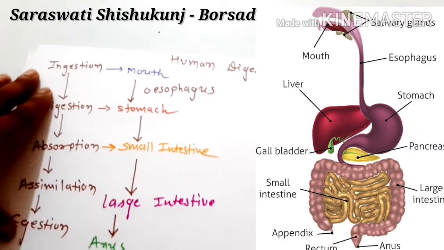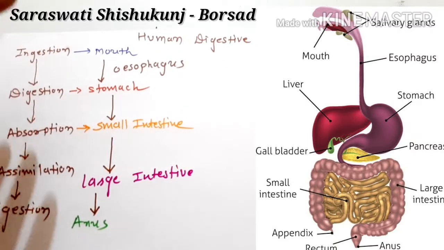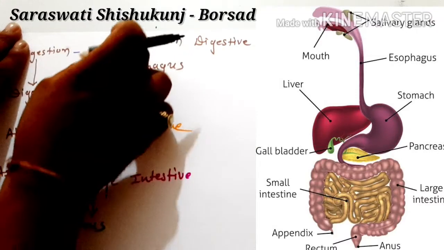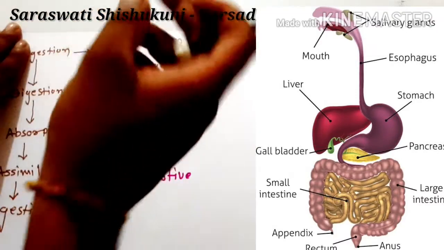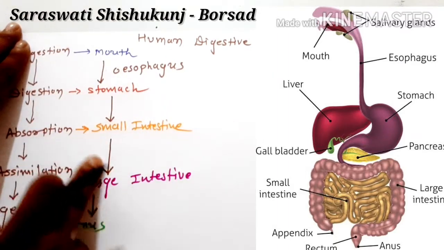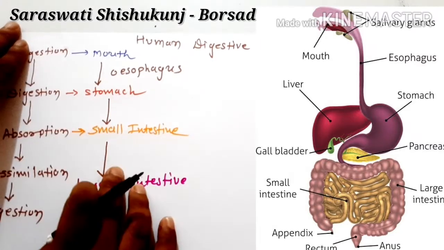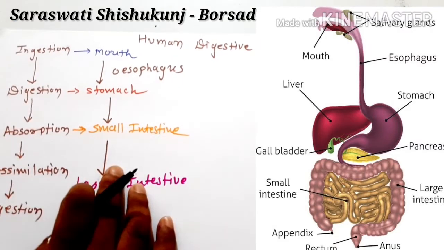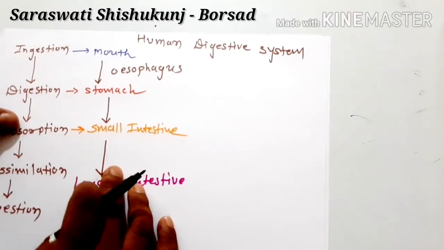Right. So first of all, how can we define our digestive system, or which are our digestive organs. See, first of all, our digestive system is made up of a single pipe, as we see. From the mouth it comes to the esophagus, then to the stomach, then to the small intestine, then to the large intestine, and then it ends in the anus, right?